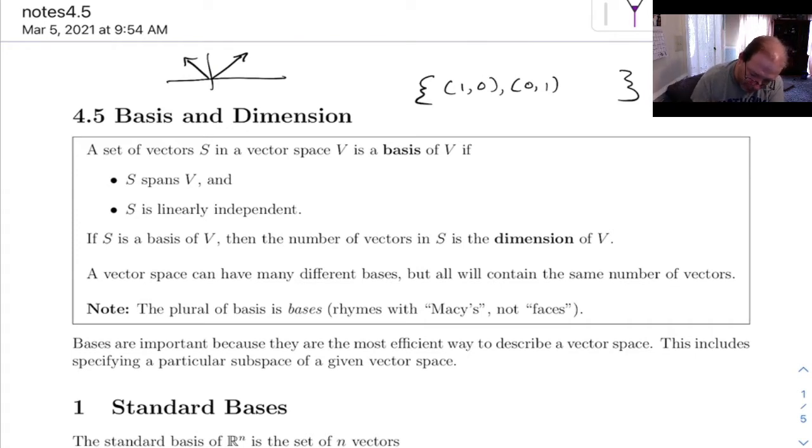One other note here, the plural of basis is bases. It's written the same way as the word bases, but when you're talking about the plural of basis, it's bases. It rhymes with Macy's, not faces. All right. Now, the reason bases are important is because they're the most efficient way to describe a vector space. And this includes specifying a particular subspace of a given vector space.